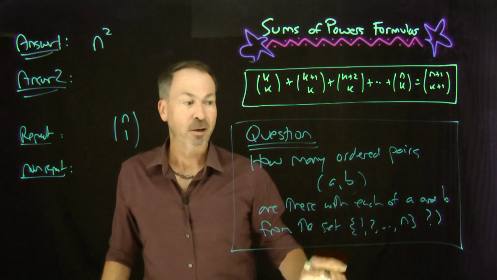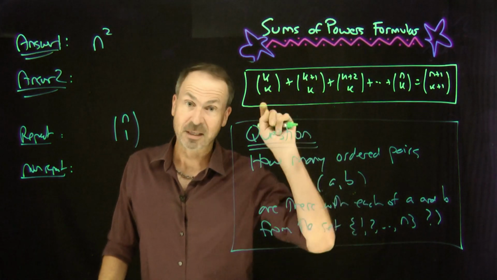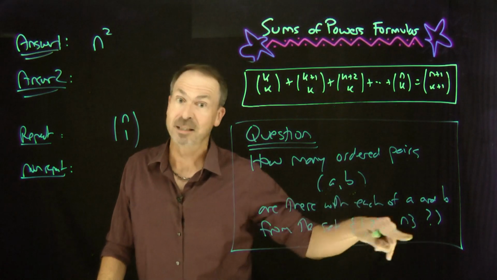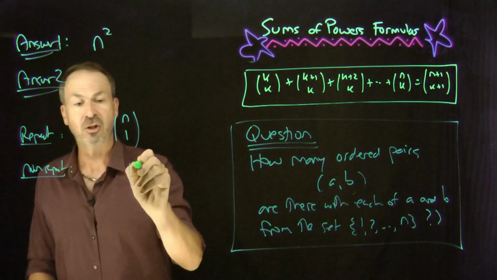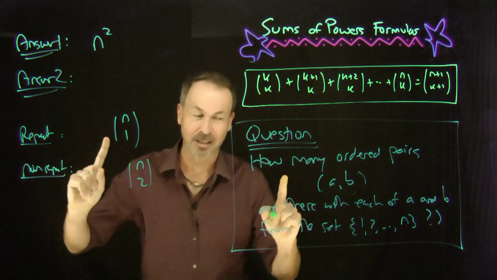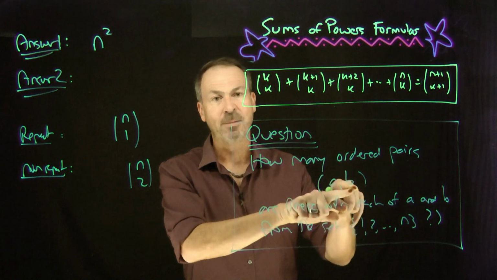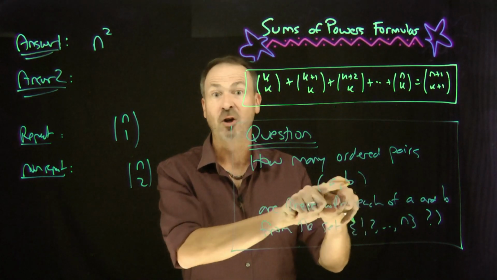Now, how many pairs are there of two distinct values? I need to use two distinct values, like 4 and 7 this time. I've just got to choose two distinct values from that set of choices, like 4 and 7. But then there's another set of choices. Do I want 4 to be first or second? Do I want 4, 7 or do I want 7, 4?